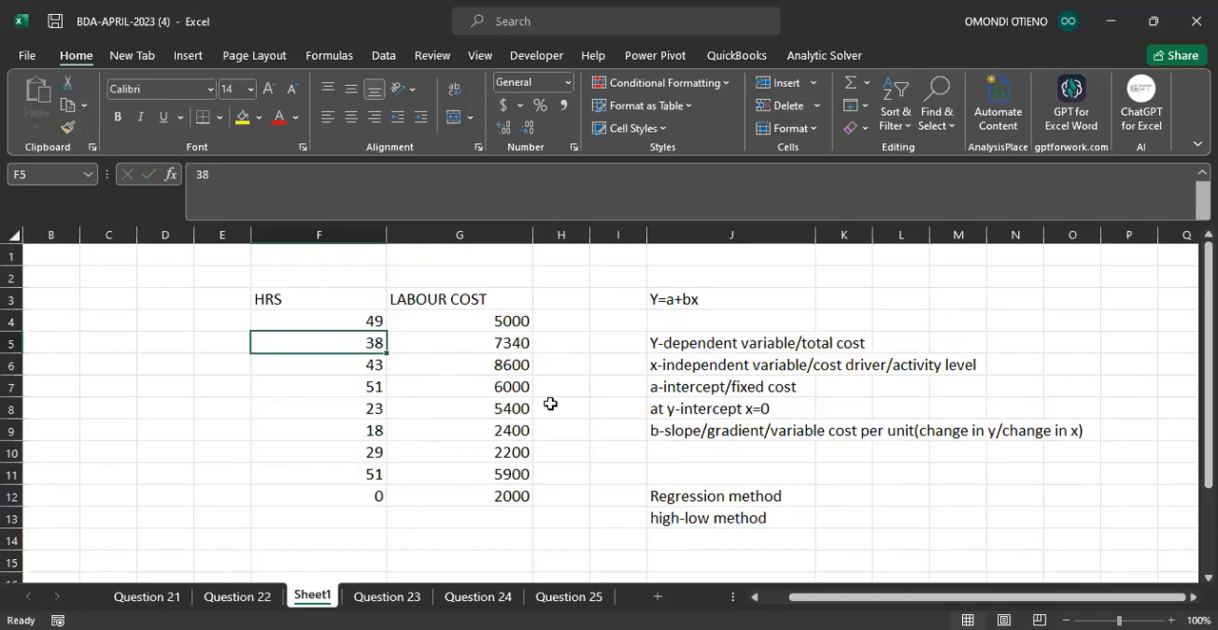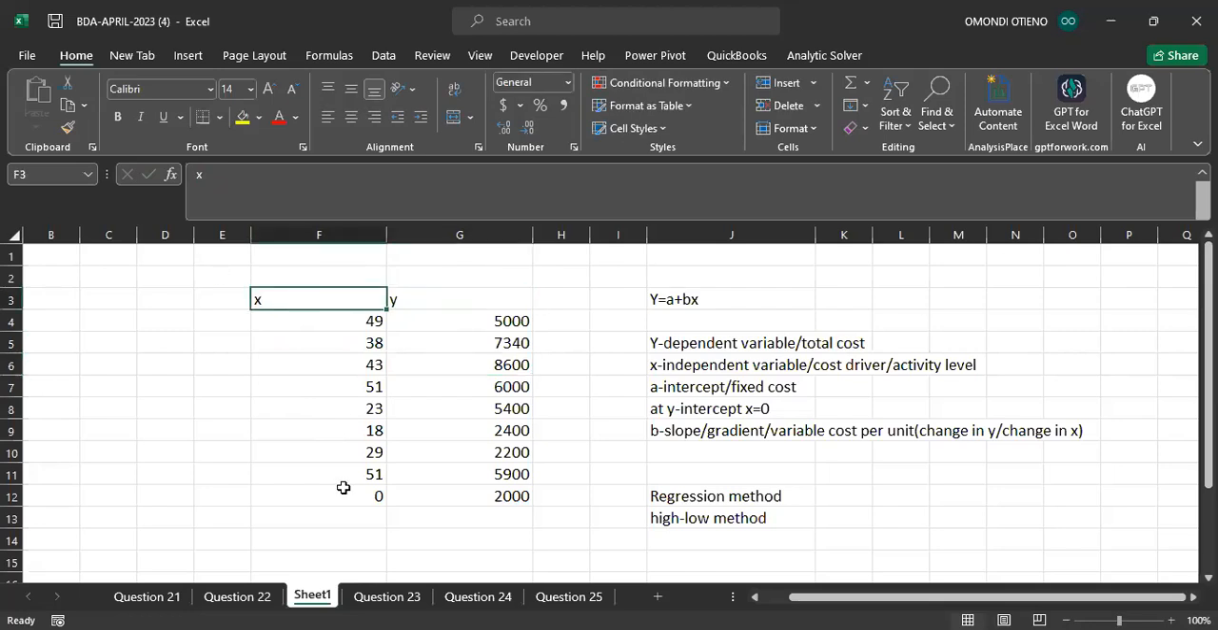Now, having identified those two, I want you to give me, in terms of X and Y, what will we use to replace hours here? Will we use X or Y? Which one will be used to replace hours? X, because X is the activity level. It determines what you are going to have as the value of the total labor cost. So the total labor cost is Y. This one here is the dependent variable.